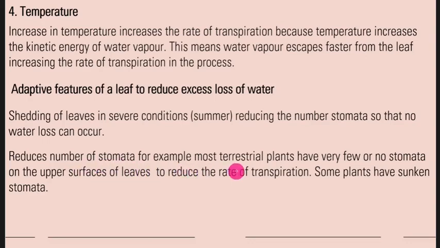Reducing the number of stomata, for example, most terrestrial plants have very few or no stomata on the upper surfaces of leaves to reduce the rate of transpiration. Some plants have sunken stomata here. So those are the ones.